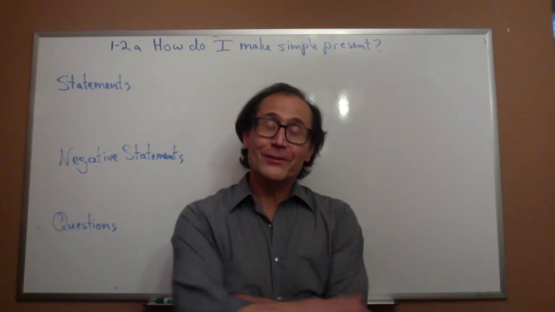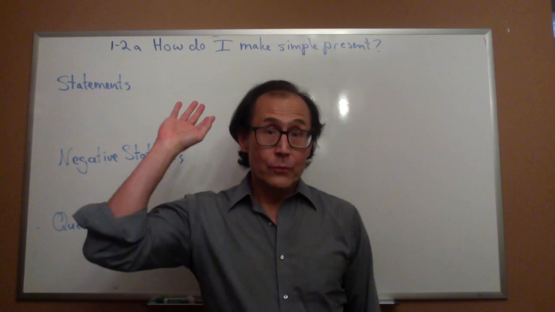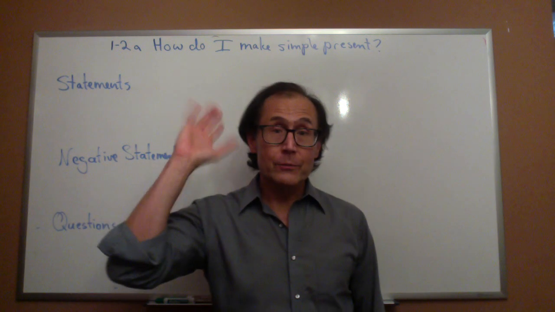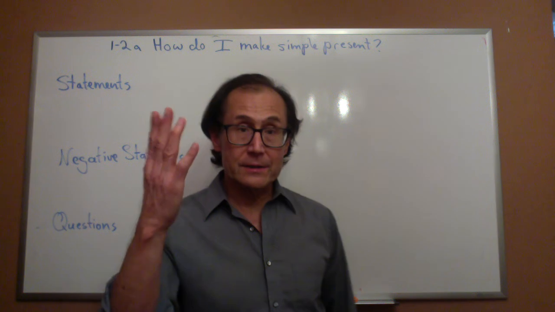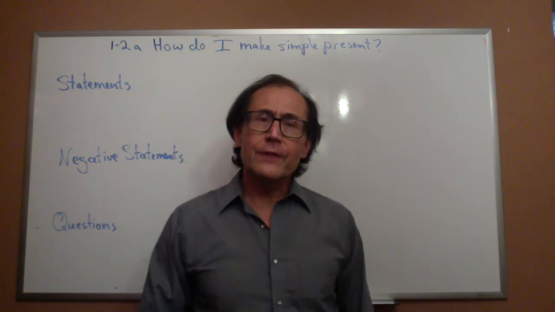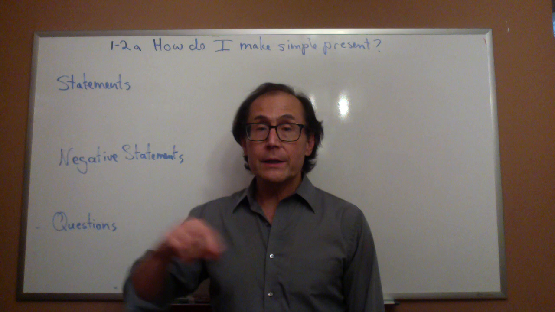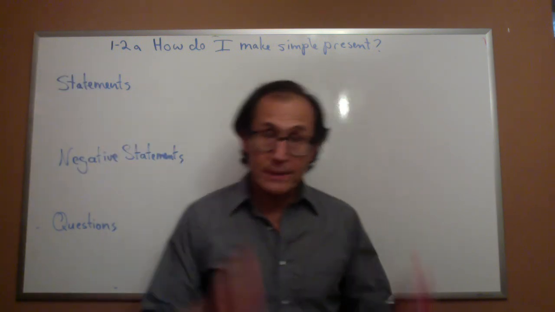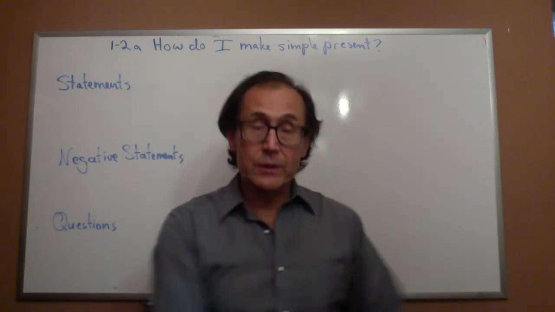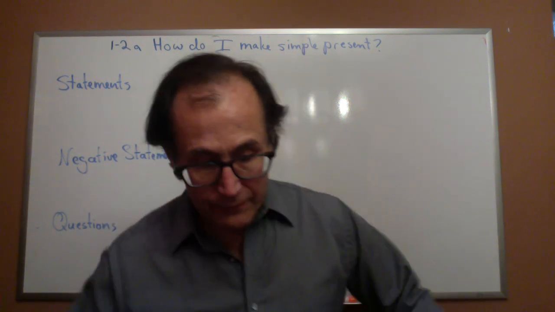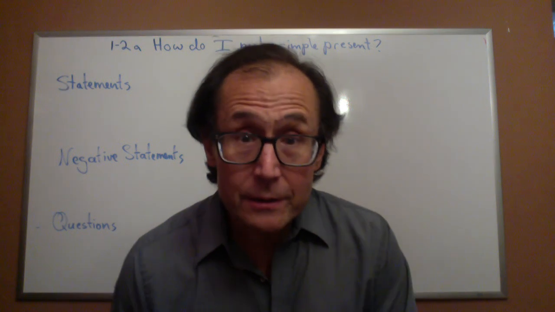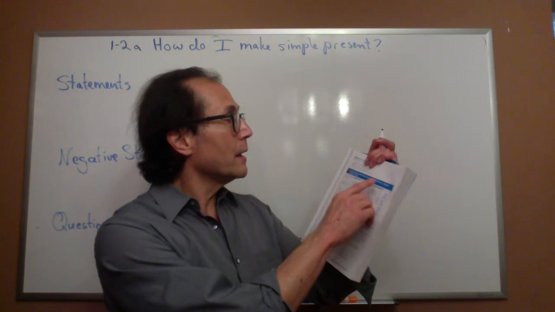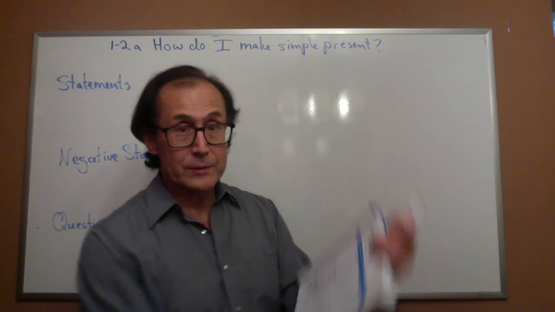Hello again. So, we're moving on to the second chart in the book Understanding and Using English Grammar by Betty Azar. And I'm going to divide chart 1-2 into two different videos. In the first one, we're going to talk about how to make simple present. And in the second one, we'll talk about how to make present progressive. The book calls chart 1-2 simple present and present progressive, affirmative, negative, and question forms.